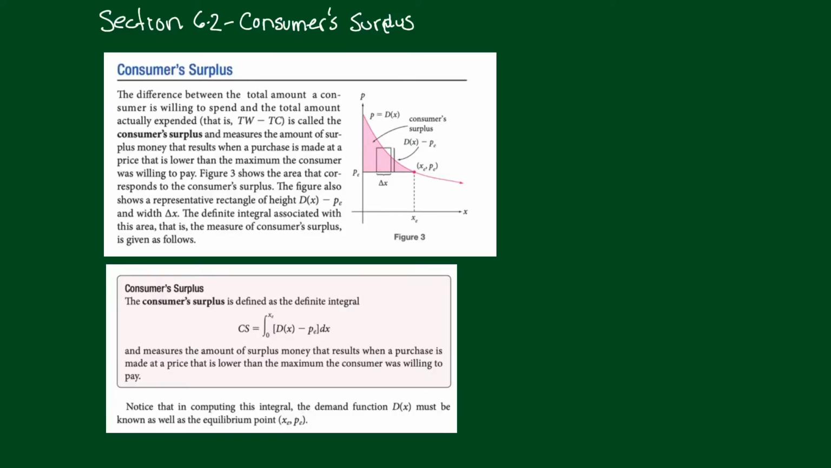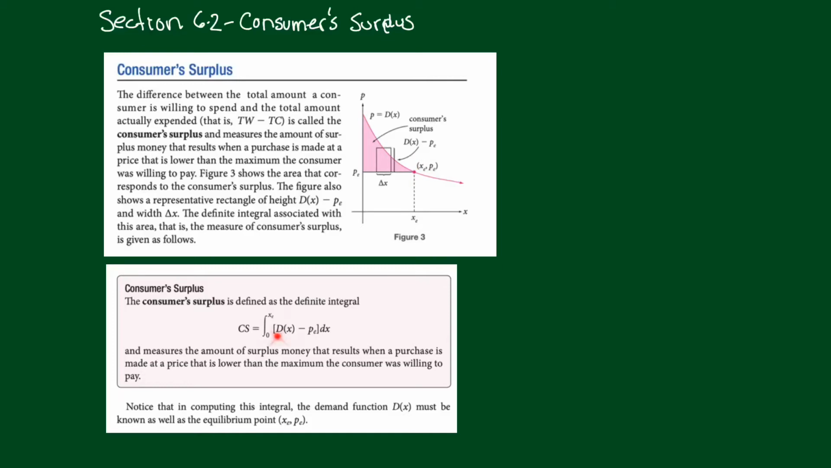And here's the mathematical definition of consumer surplus down here. It's defined to be the definite integral from 0 to x sub e. Now look at the picture up here. Where are we going? We're going from 0 to x sub e. Now remember, x is the quantity of items demanded. So we're going to go from 0 to x sub e of what?